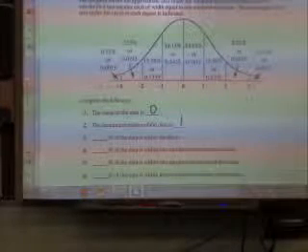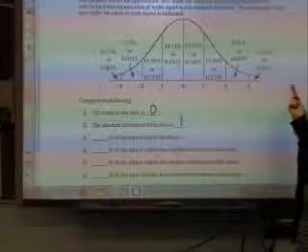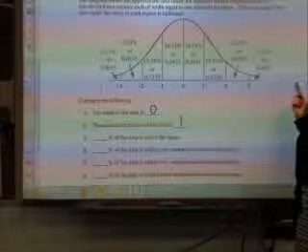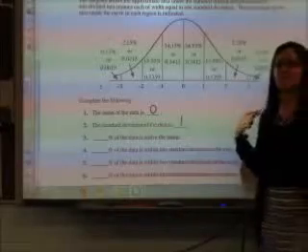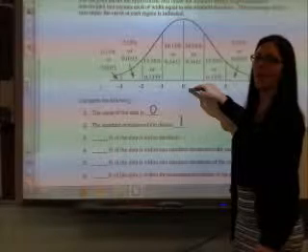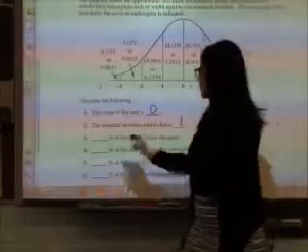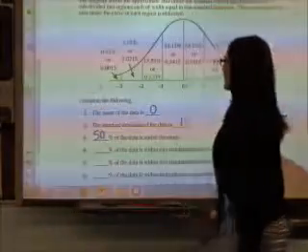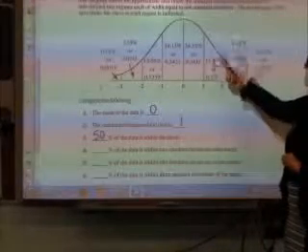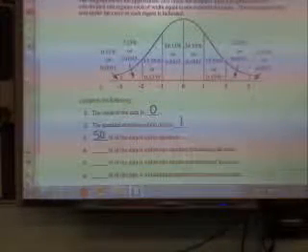Now looking at this curve, what percentage of the data lies above this line? Well, what does this line do to the curve? It splits it in half. So if half is on this side, what's half as a percentage? 50%. And I could get 50% by adding these numbers together: 34.13%, 13.59%, 2.15%, and 0.13%.